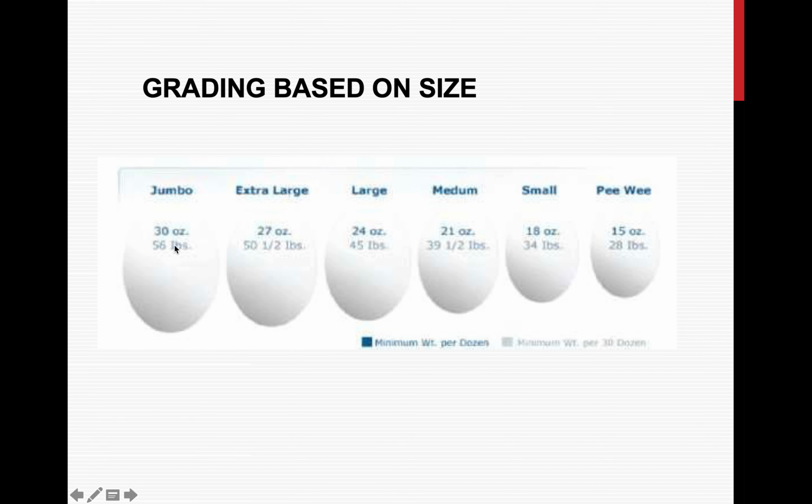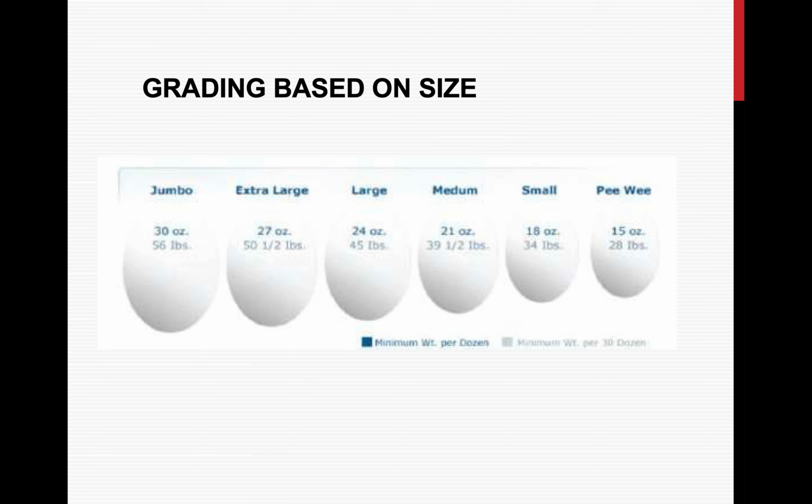So if an egg weighs about 56 pounds, it is considered a jumbo sized egg. If it weighs about 50.5 pounds, then it is an extra large egg. If it weighs 45 pounds, it is a large egg. In case it weighs 39.5 pounds, it is usually considered a medium sized egg.